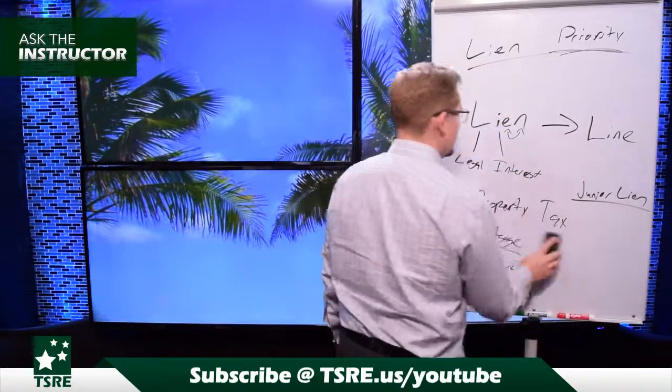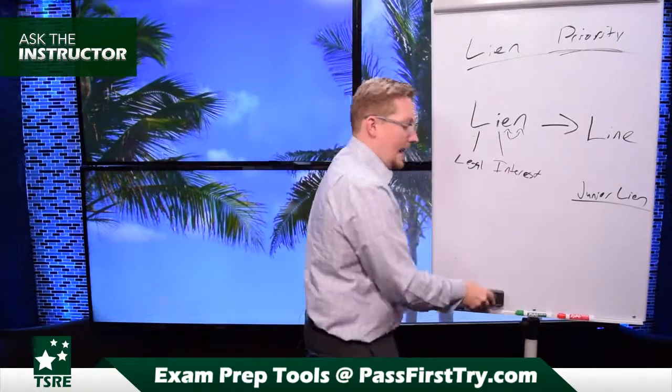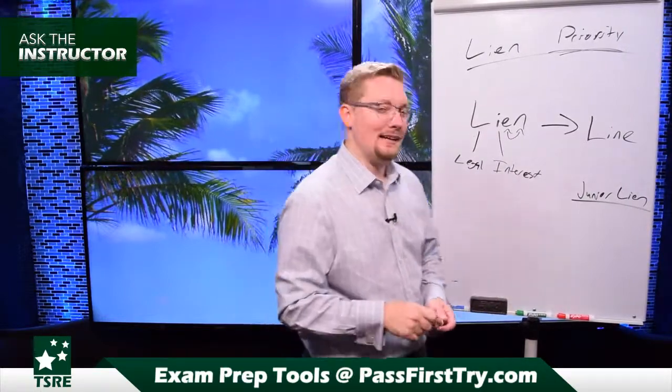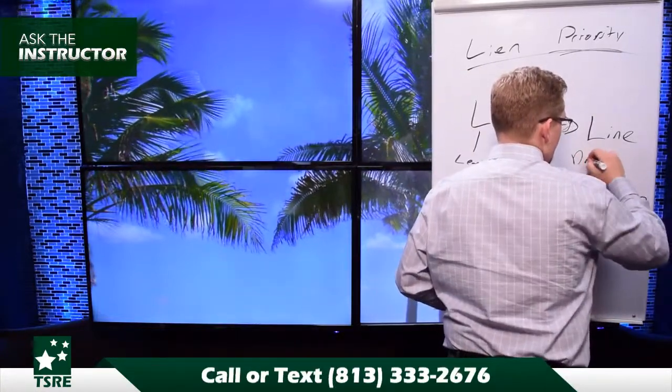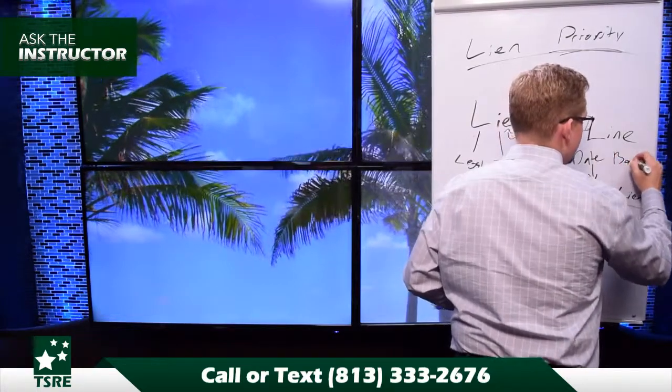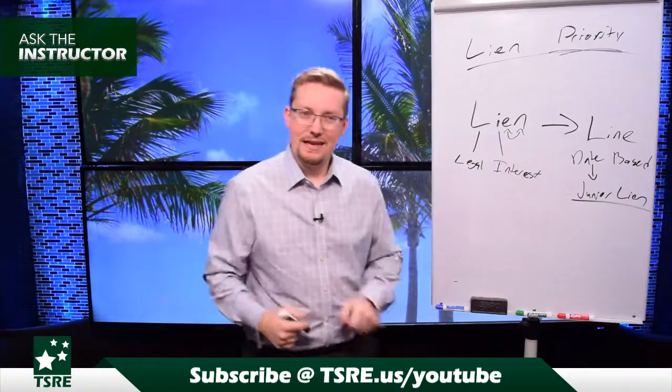So we already talked a little bit about what a lien is. It's a legal interest that's recorded in the public records. And what the liens are doing is waiting in line. It's just like a line that you might run into anywhere lines are found. That's basically the same way liens work. But the liens that are based on date are called junior liens. So junior liens are based on the date they were filed.